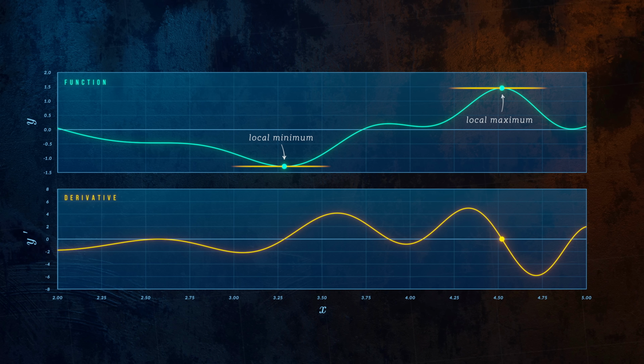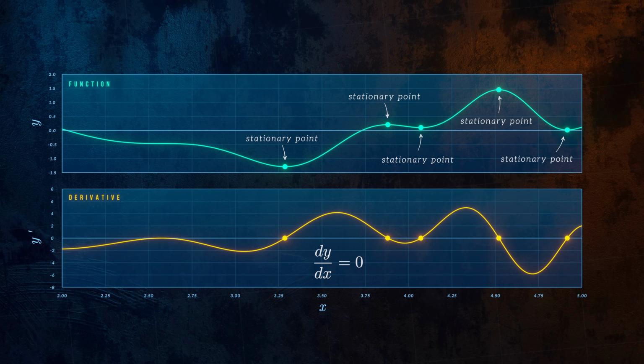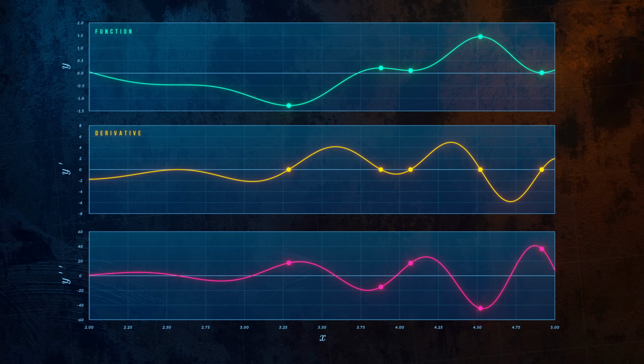This is a powerful application of calculus. If we want to find the maximum or minimum values of a function, we can just take its derivative and find where it's equal to 0. These points where the slope of a curve becomes flat are called stationary points. To figure out if a stationary point is a maximum or a minimum, all we need to do is look at how the slope itself changes around that point. And we can do that by taking the derivative of the derivative, which is called the second derivative.